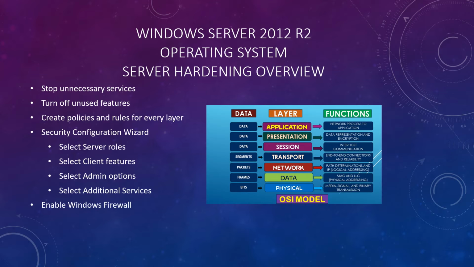Another great tool that Windows Server 2012 R2 has is the Security Configuration Wizard. This allows you, in kind of a GUI setting, to go through and select the roles of what your server does. It also allows you to select client features, in other words, what the users are going to be needing. It also allows you to select the options for the administrator, which is obviously yourself, if you are the administrator or if you are setting it up for another one. It also allows you to select additional services throughout.